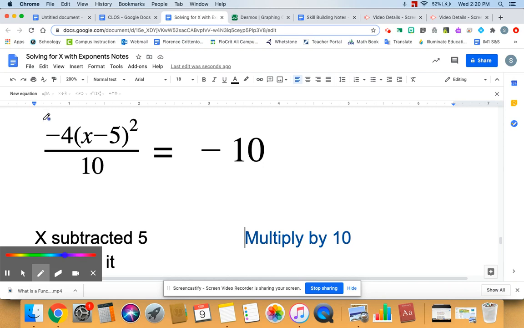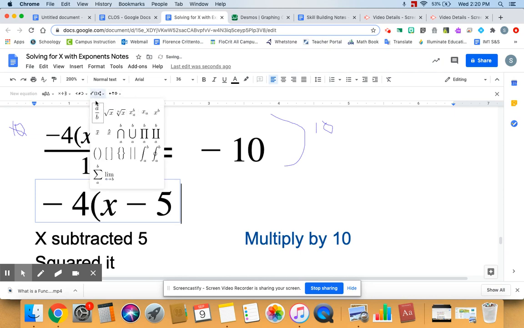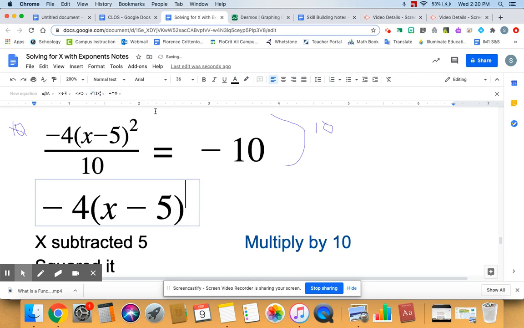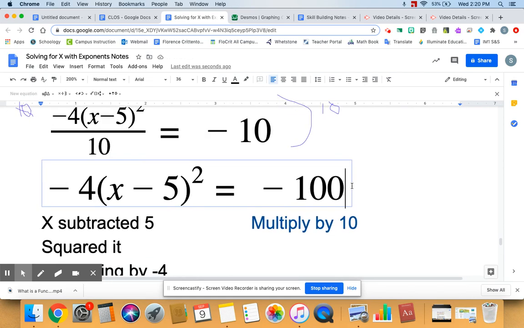So I have to put both sides in parentheses, multiply both sides by 10. This side, it cancels because multiplying cancels the division. This side, though, I still have on this side the -4 parentheses x minus 5 being squared. But now it's going to equal -10 times 10 is -100. All right. So that would be step 1 in solving for x.